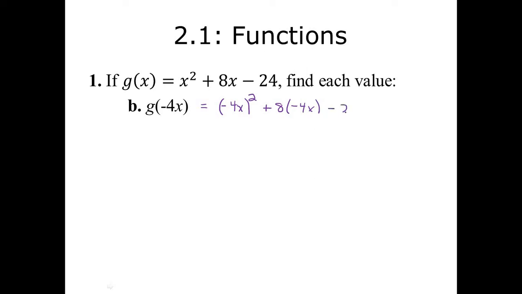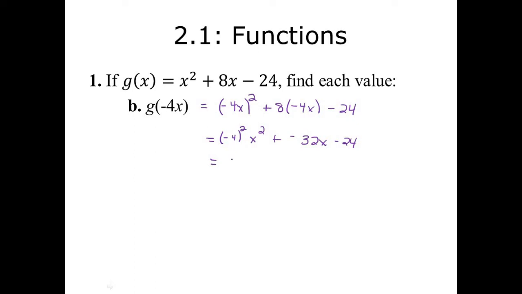minus 24. Now when we're evaluating a function at another variable, we're going to get an expression in terms of another variable. In this case, we're going to get an expression in terms of x. Negative 4x squared, if you use your properties of exponents here, this is going to be negative 4 squared, we square each term in the parentheses, times x squared, plus 8 times negative 4x is going to be negative 32x minus 24.